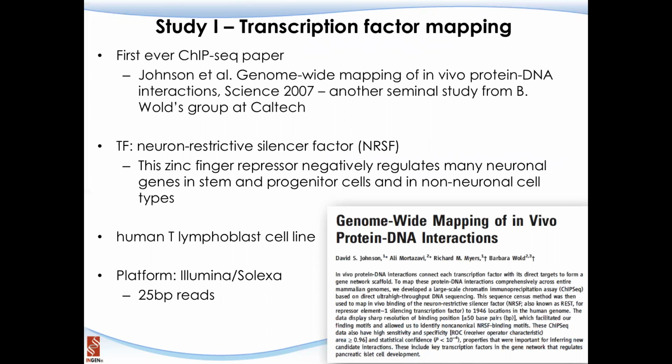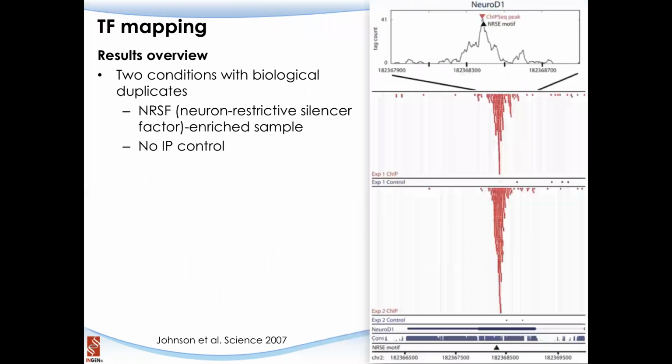This factor is a zinc finger repressor that negatively regulates many neural genes in stem cells, progenitor cells, or non-neural cells. So they wanted to identify this factor's binding sites in the human T cell lines. They used Illumina technology, but because it was only 2007, they used 25 base pair reads.